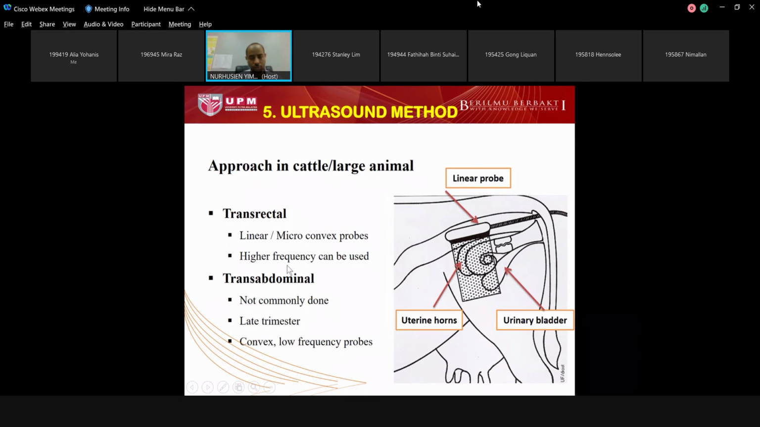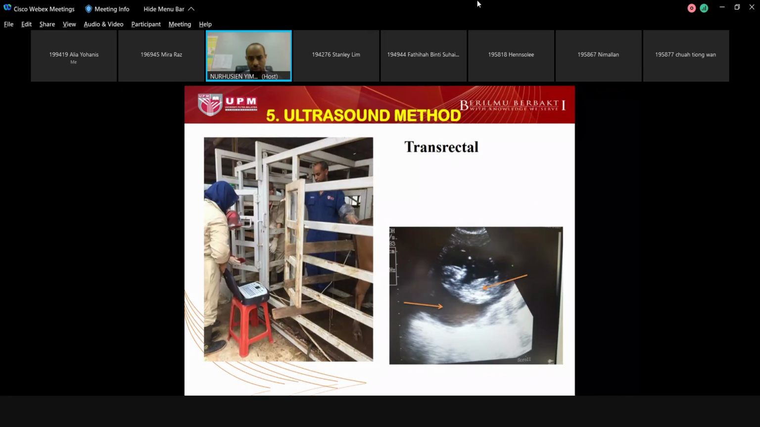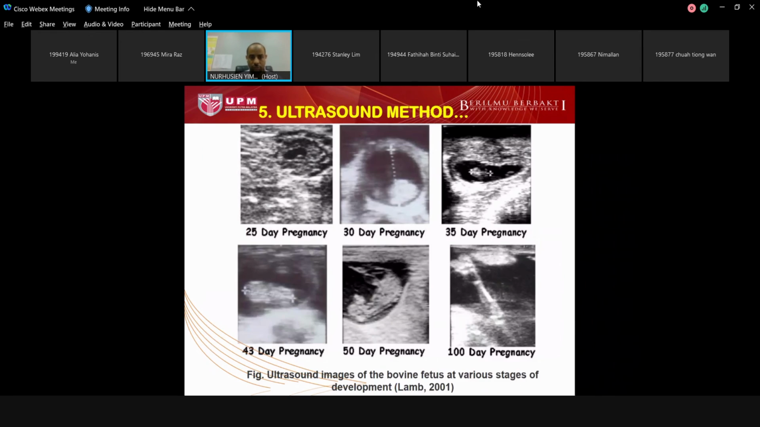You can use a high frequency probe during this method. Transabdominal is relatively very less commonly applied and not really a good approach or a good method of scanning for cattle especially. But it can be applied, during the advanced stage of pregnancy. All right, so this is just an example of how you can perform transrectal ultrasound scanning for cattle. And this is an example of different stages of pregnancy in cattle.